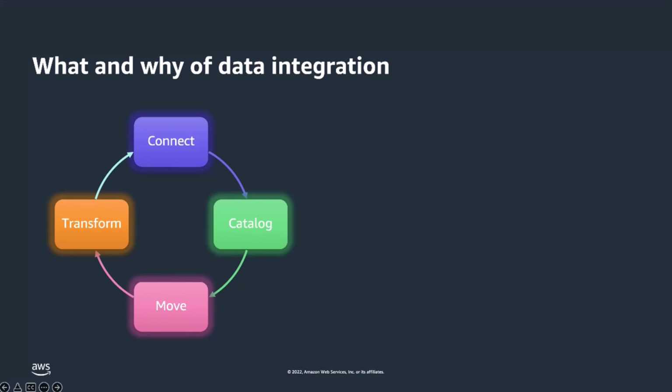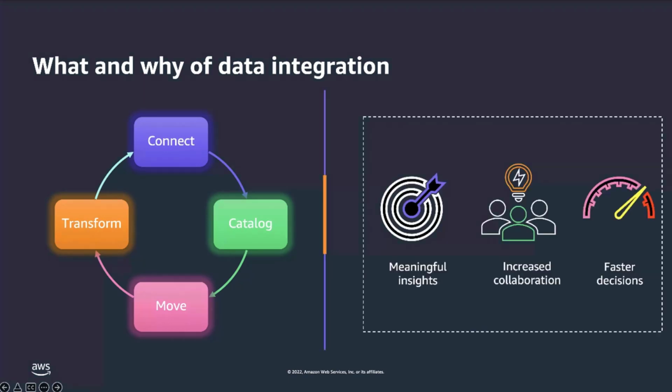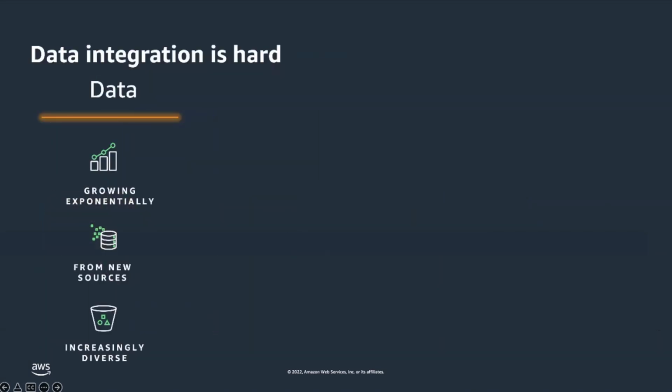However, data integration is extremely hard. So if you don't get it right, you're going to get incorrect results. The problem is you want those results because those results provide meaningful insights. They provide increased collaboration once you realize that, hey, two teams are likely doing the same thing. And these all lead to faster decisions as you increase that collaboration and you gain faster and more meaningful insights. So why is it hard?